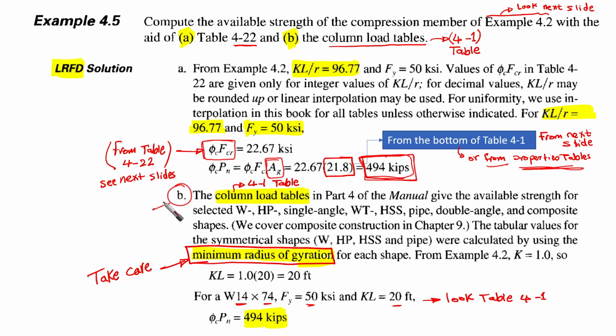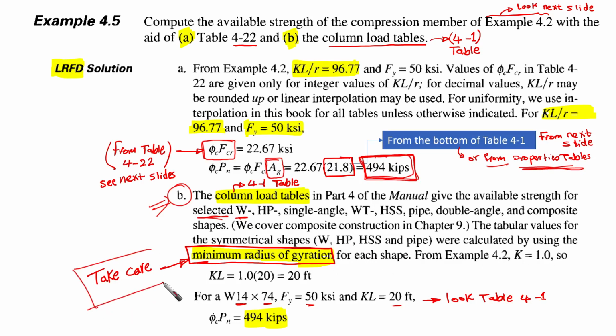Let's go to the second point, which is using column load tables. We're going to obtain this value directly here. The column load tables, which is table 4-1 in part 4 of the manual, give strengths for selected shapes, not for all shapes. These are wide flange, HP, single angle, the wide flange T-shaped, hollow structural sections, pipe, double angle, and composite shapes. The tabular values for the symmetrical shapes, like wide flange, HP, HSS, and pipe, were calculated by using the minimum radius of gyration.